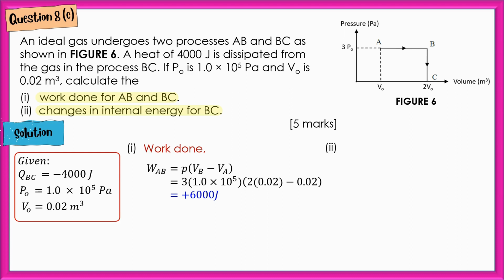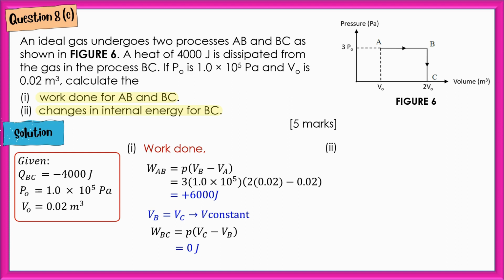For work done from B to C, if you refer to point B and point C, the volume at VB is equal to the volume at point C. We said that the volume is constant. So if the volume is constant, the work done from B to C is equal to 0 joule.